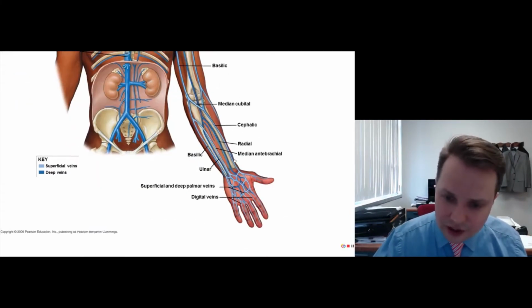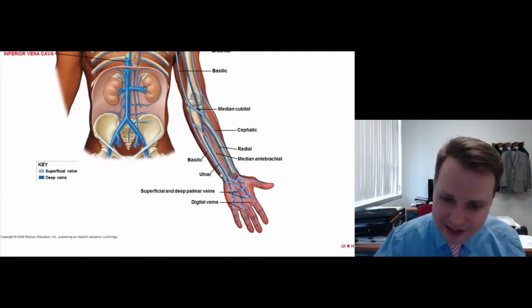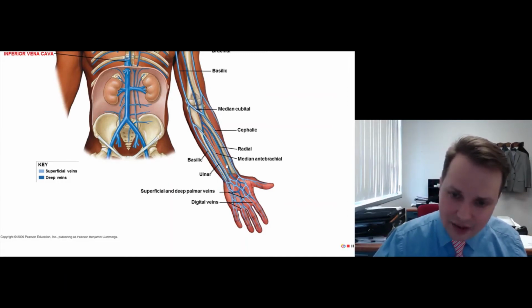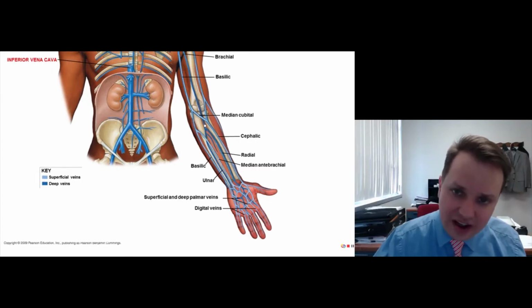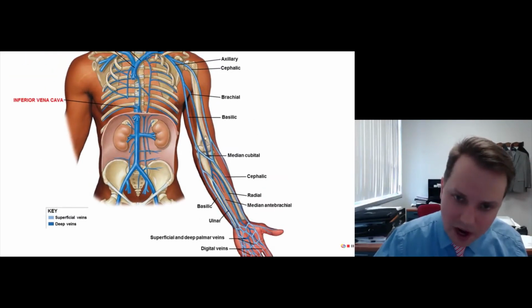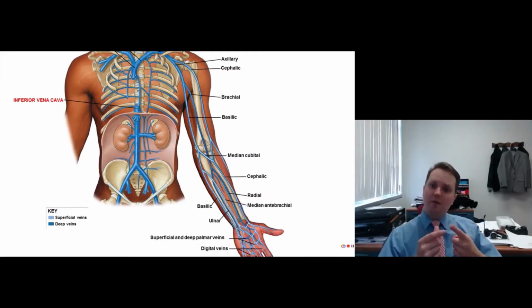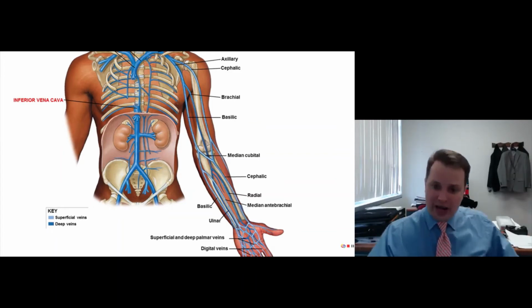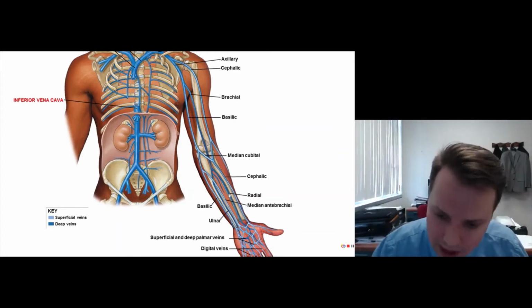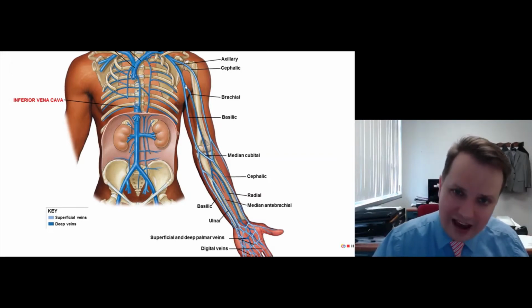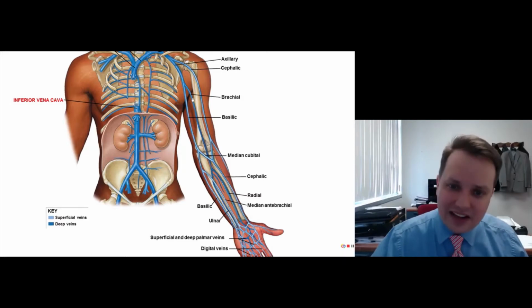Now, as we turn our attention deep, you're going to see on the medial side the ulnar vein, and on the lateral side the radial vein. These two veins together unite to form a brachial vein. This is backwards to the arteries. Remember, the brachial artery gave rise to a radial and ulnar artery. Well, here the radial and ulnar veins unite to make the brachial vein, and that feeds into basilic.